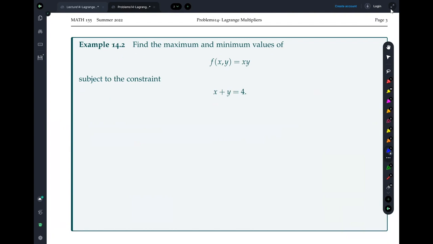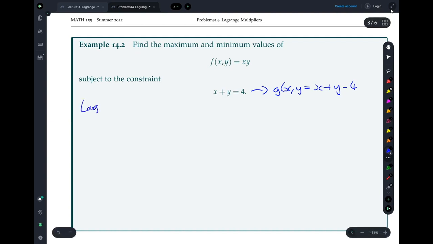Okay, so what I'm going to do is write this here as g of x y is equal to x plus y minus 4, and we want to set that equal to 0. That's a slight convention thing. You could leave it as g of x y is equal to, well, actually you need to take the derivative of it, so it's best to put it in this form here. So you want to do our method of Lagrange multipliers.